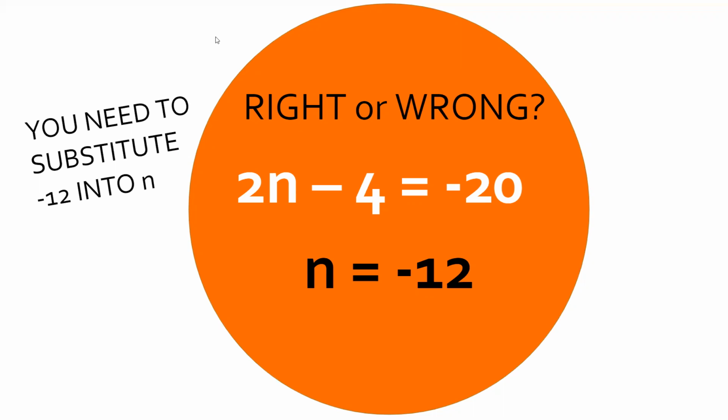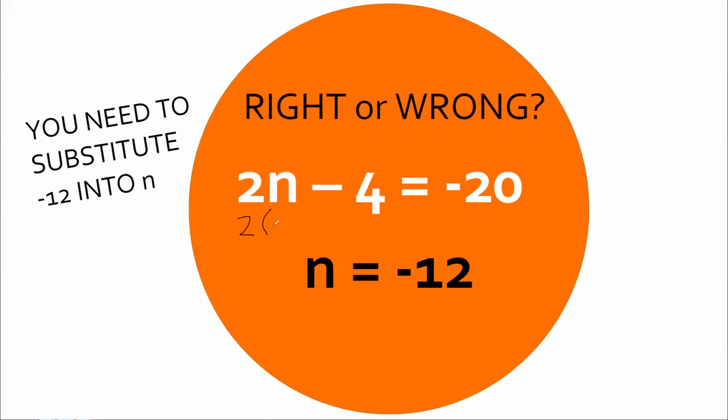So that's exactly what we're going to do. So this says 2 times n. Instead of an n, I want a negative 12. And then minus 4. And that still equals negative 20. Now I have to simplify. 2 times negative 12 is going to give me a negative 24. And we still have that minus 4 there.